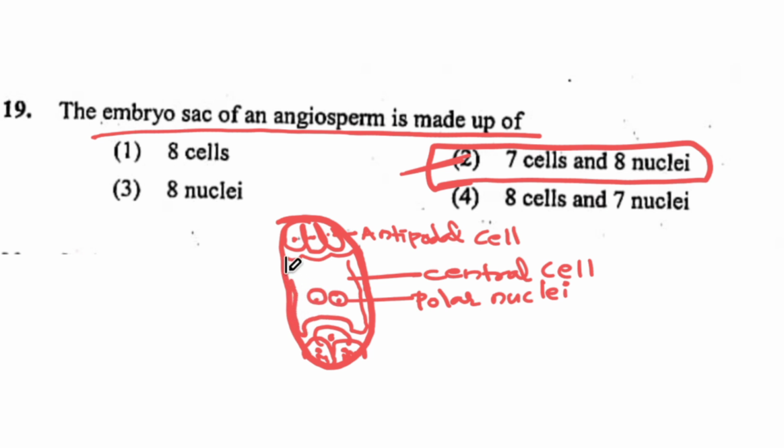So this is a central cell. In here, antipodal cells, they are 3 in number. Central cell, it is 1. Polar nuclei, then here you will come across 3 cells. 3, 6, 1, 7 cells. 8 nuclei: 1, 2, 3, 4, 5, 6, 7, 8. So 8 nuclei. So a typical angiosperm embryo sac contains 7 cells and 8 nuclei.